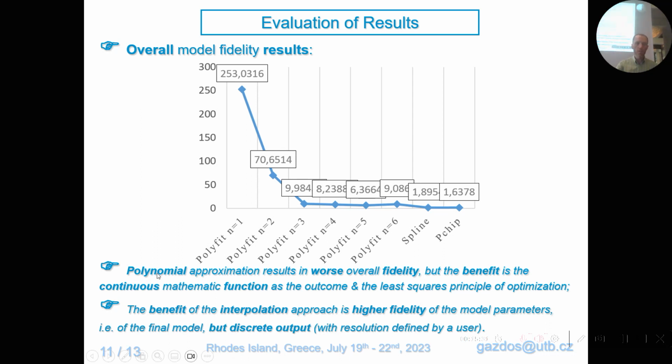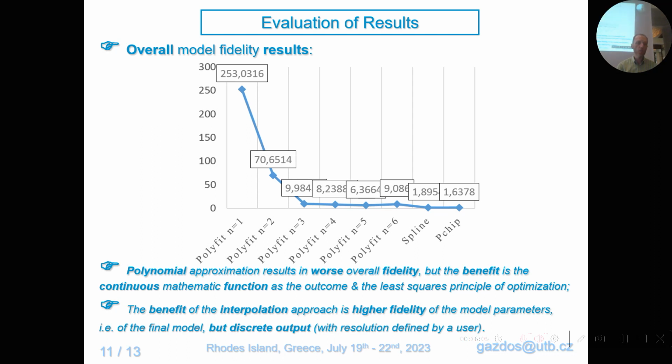So when we summarize, the polynomial approximation results in worse overall fidelity, but the benefit is that you get a continuous mathematical function, and also it's based on the least squares principle. So it can help if you don't have precise data, if you have some measuring errors and so on. So it can help.